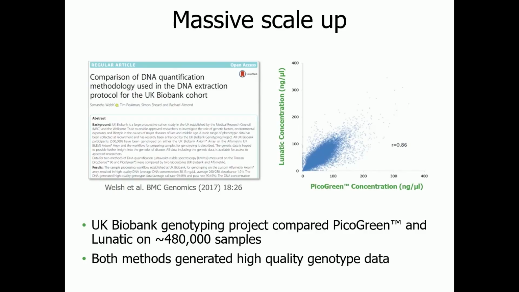As part of the UK Biobank study, they were also able to show a strong correlation in readouts of nucleic acid concentration comparing Lunatic to PicoGreen. And most importantly, what they found was that there was no difference in the quality of the downstream data depending on which measurements you relied on. However, as we've discussed, Lunatic is significantly cheaper and faster than PicoGreen, as well as provides you that purity information. This result was published in this paper, Welsh et al. in 2017, if you'd like to read about it for yourself.